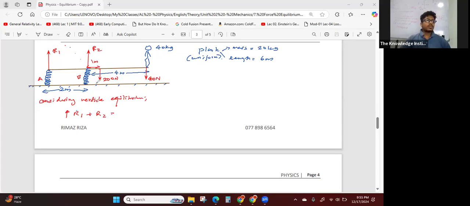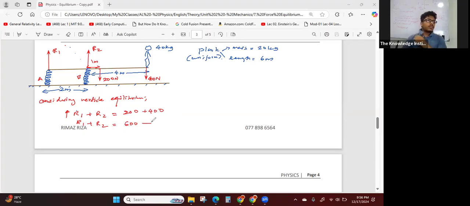You can take this minus term to the other side, right? So straight away you can write R1 plus R2 equals 200 plus 400. So upward force is equal to downward forces. So 200 plus 400, therefore R1 plus R2 equals how much? 600. This is equation 1.